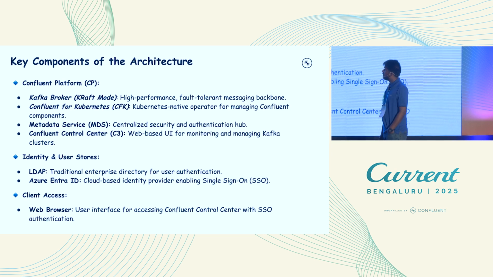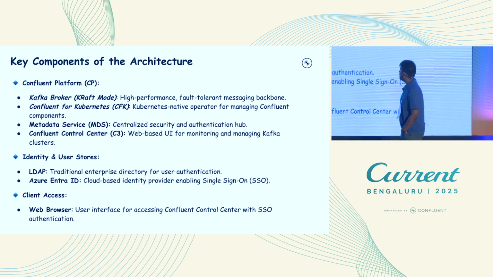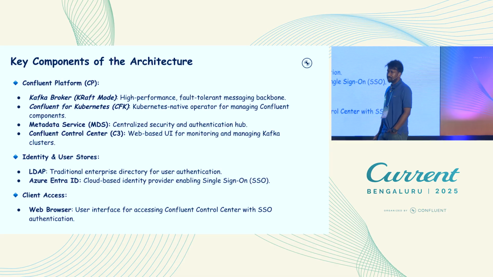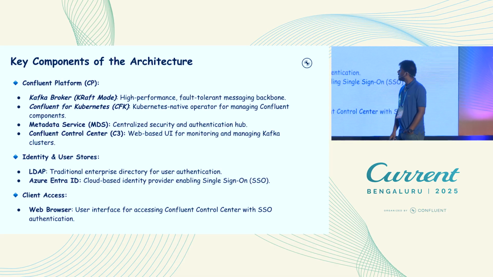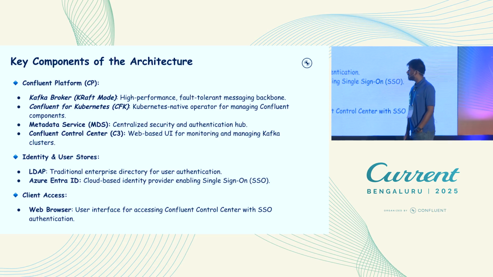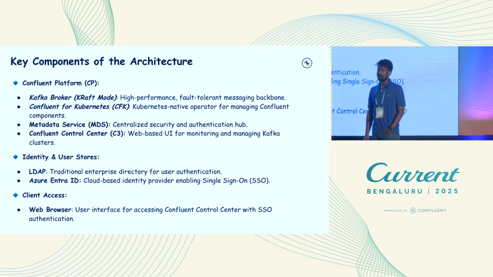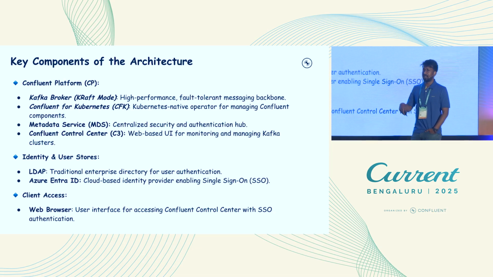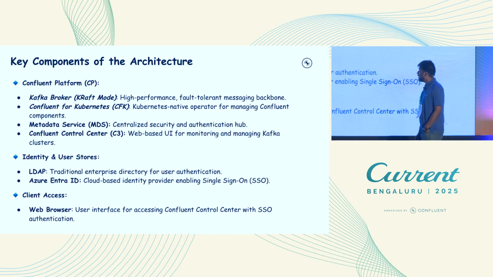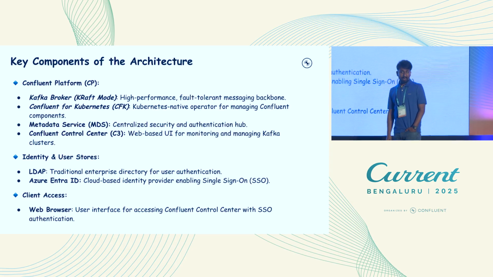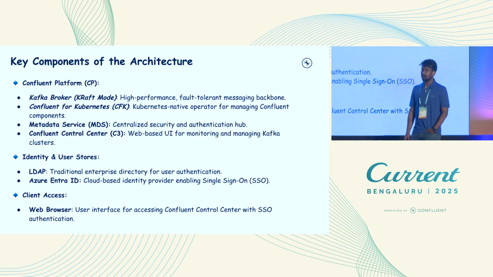And then Confluent Control Center, which is just a web-based UI used for monitoring and managing the Kafka clusters. For identity and user stores, we are using LDAP and Azure Intra-ID. LDAP is our traditional enterprise directory, which is used for user authentication. It will be used by MDS, the metadata service, for authenticating and authorizing all the CP components involved. And Azure Intra-ID is our cloud-based identity provider, which will help us in enabling single sign-on. This is what will be used by C3 to authenticate via SSO.